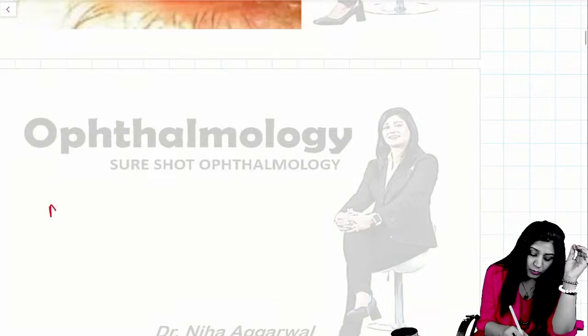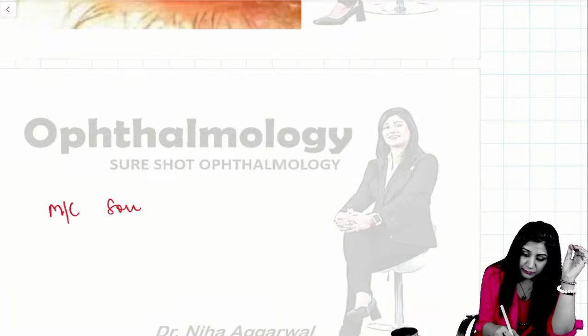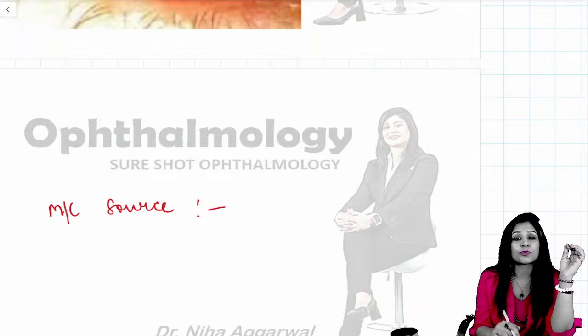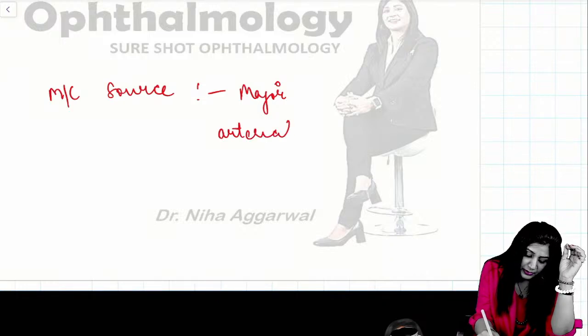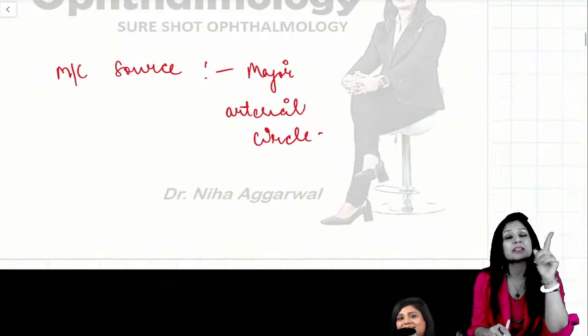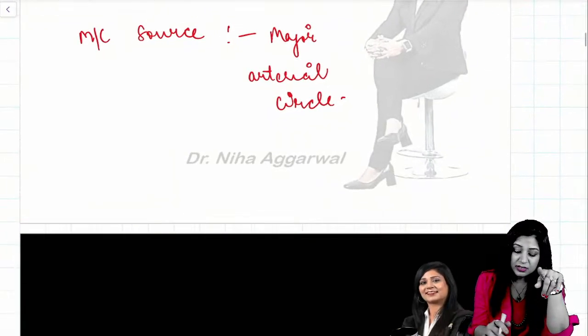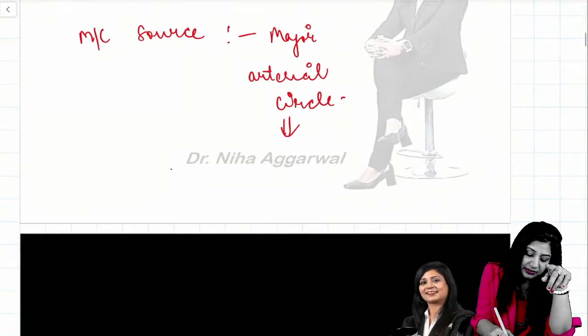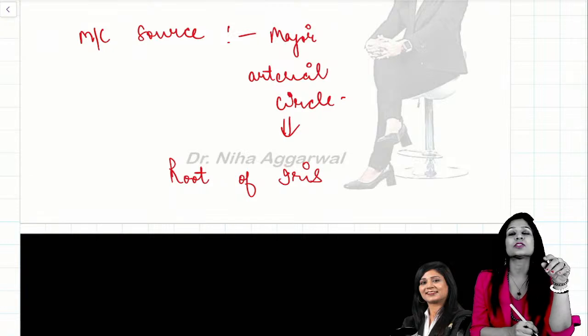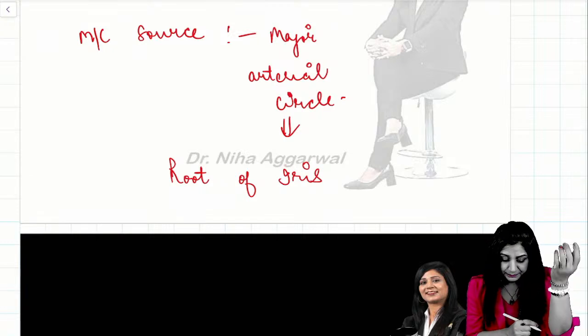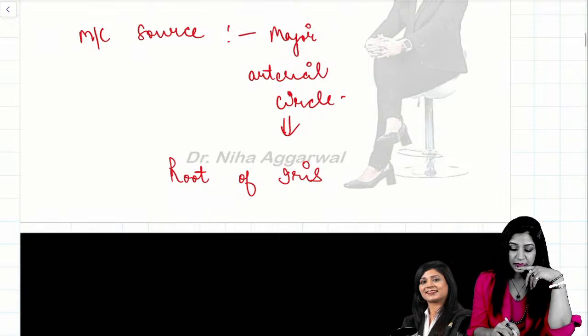Now, what is the most common source of this hyphema? The most common source of hyphema is the major arterial circle. Now, where is this major arterial circle present? The major arterial circle is present at the root of the iris, or the base of the iris, right?